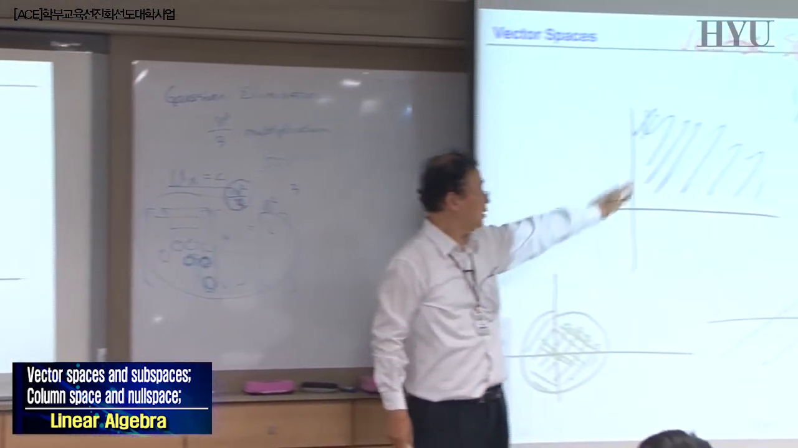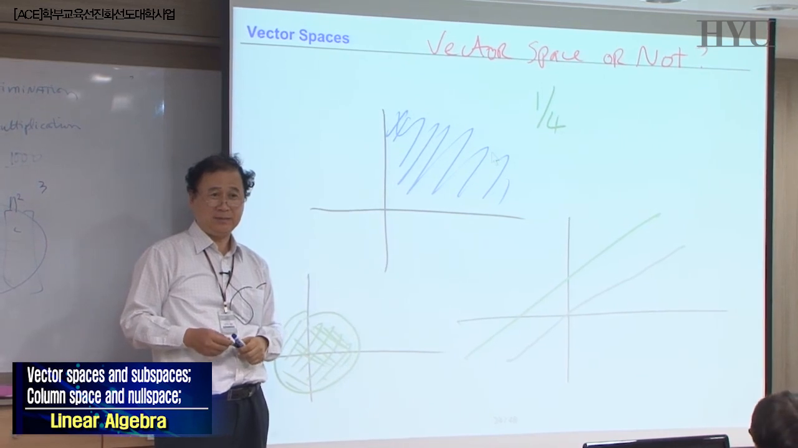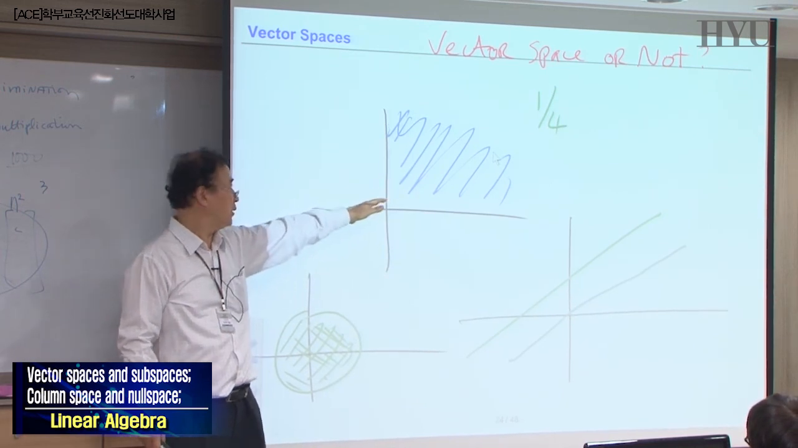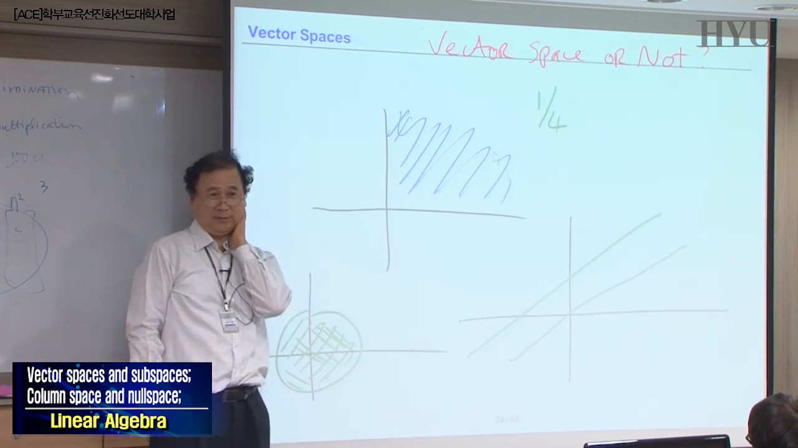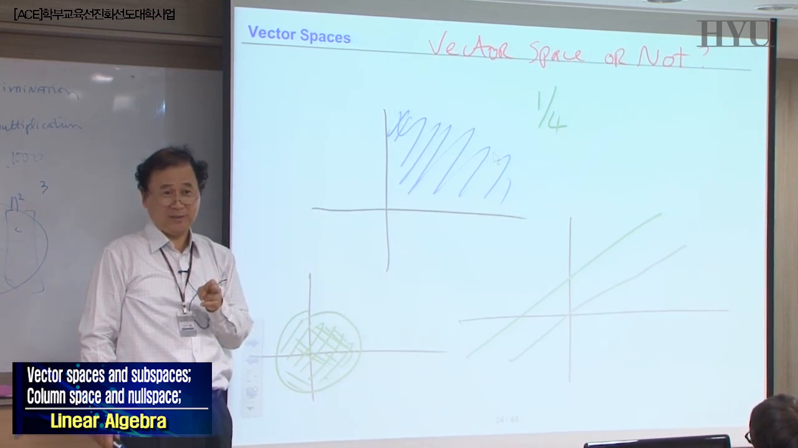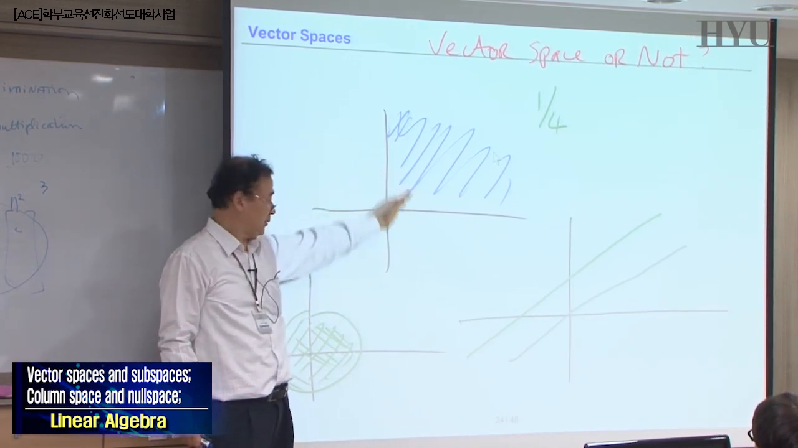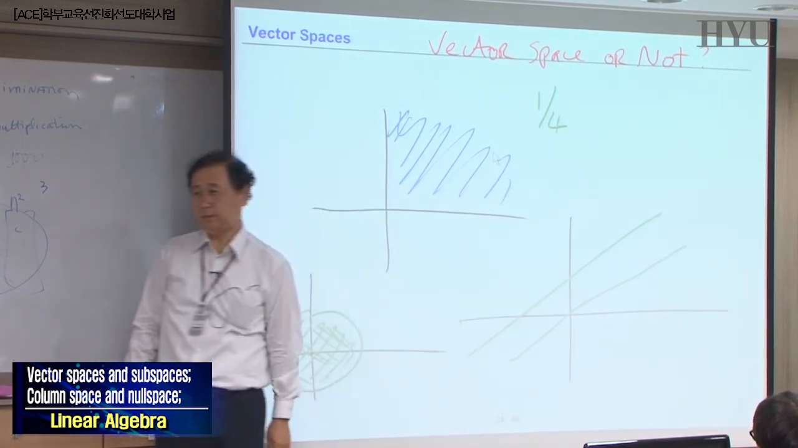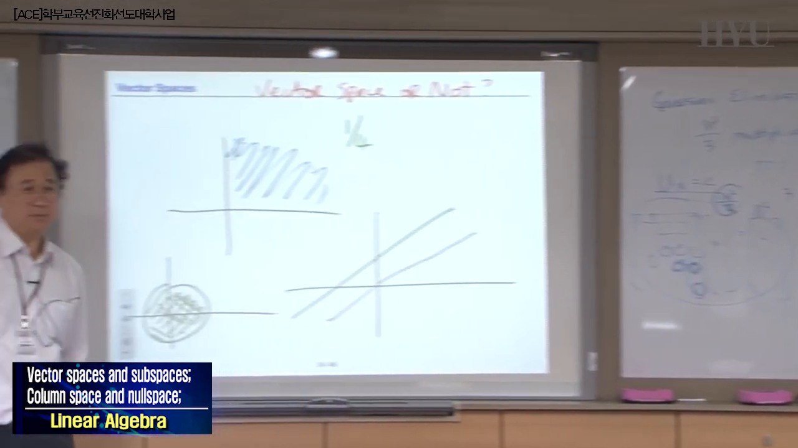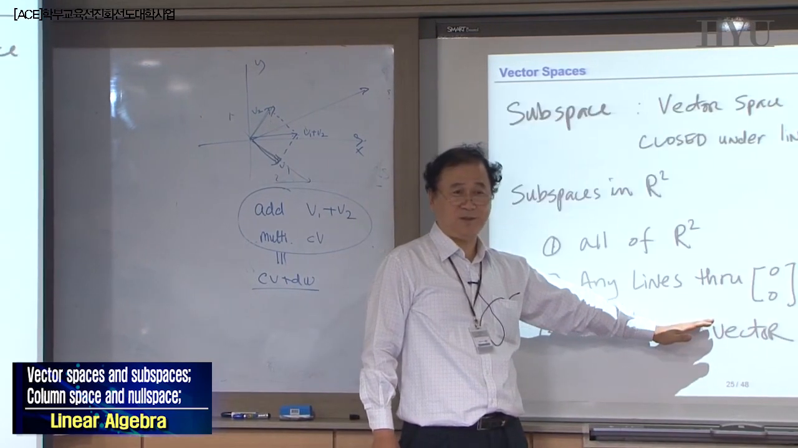Let's assume this is the quarter space. Is this a vector space or not? This is not closed under linear combination, right? When you combine, why? Because we allow minus in this multiplication, right? If C is allowed to be plus only, it's okay, right? The problem is we allow minus. How about this line here? Is it closed or not?